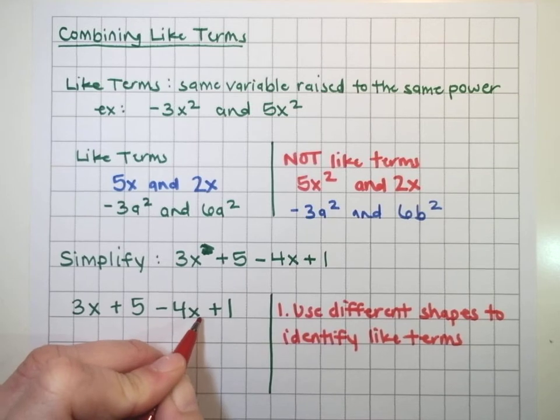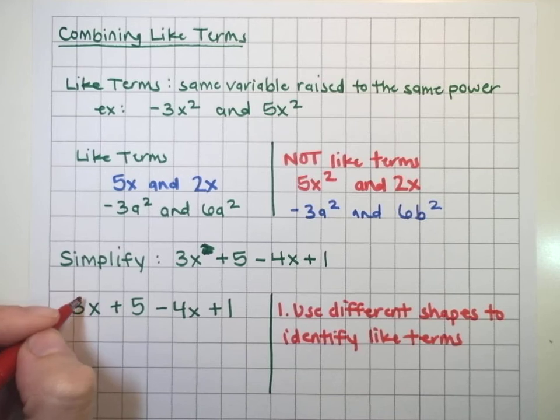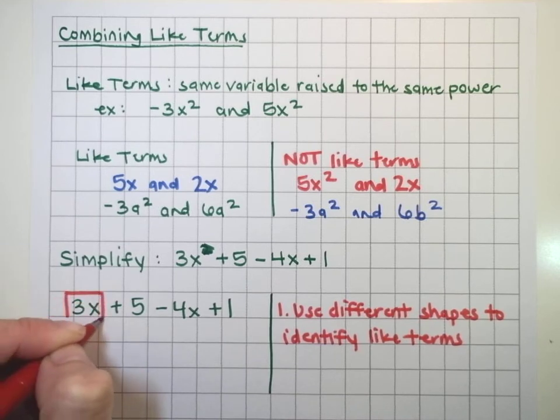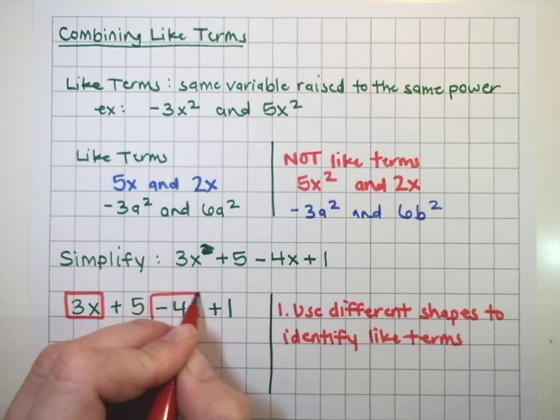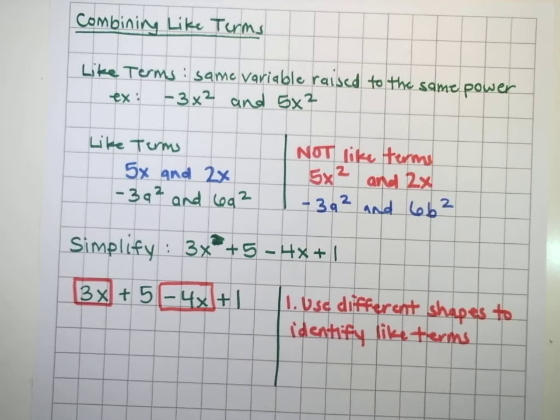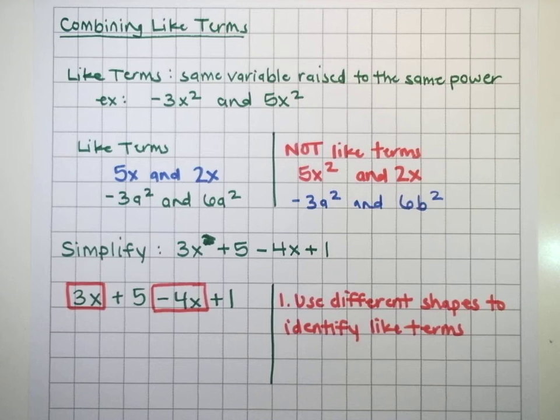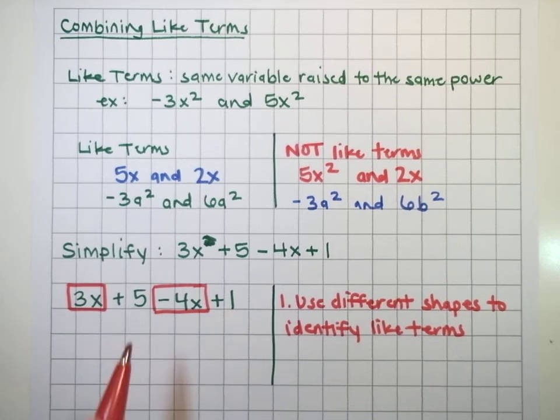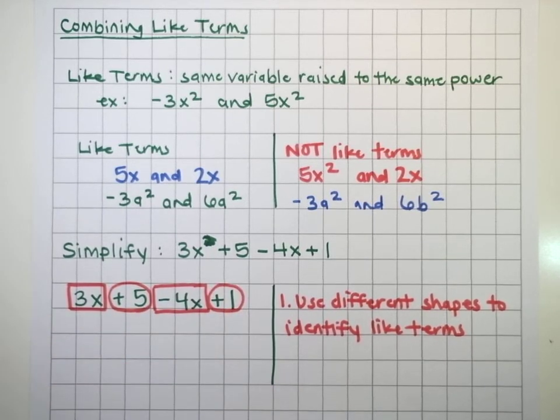So we have an x here and we have an x here. So they're the same variable raised to the same power of 1. So I always start off with a rectangle. And we have negative 4x. So the negative belongs to that 4x, so make sure to include that negative. I don't see any other x's, so I believe that's it. And then I'll use circles for just my integers. So 5 and 1 are also like terms. They both don't have variables, which means we can combine those.